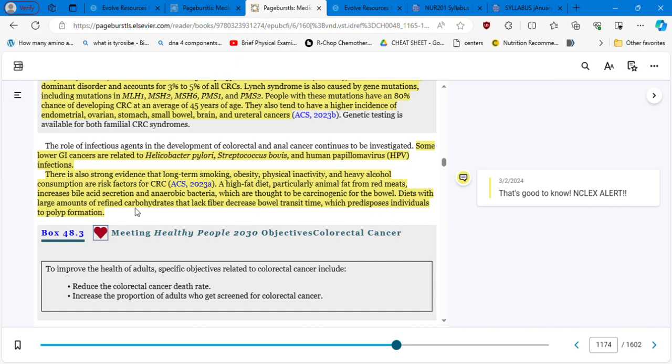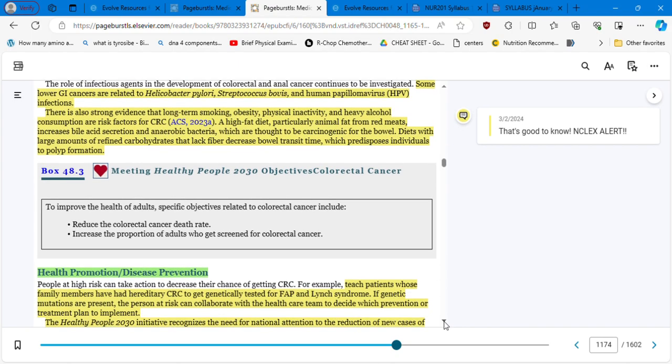So this red meat increases bile acid secretion and aerobic bacteria, which are thought to be carcinogenic for the bowel. Okay, thank you. Diets with large amounts of refined carbohydrates that lack fiber decrease bowel transit time. So this is a concept that we need to master. If we eat excessive carbohydrate, then the transit time, the bowel movement, is going to be delayed. That's why it's better to get fresh, raw vegetables and fruits. This predisposes individuals to polyp formation. So the carbohydrates, especially think about your diabetic patients and the risk they are going through.